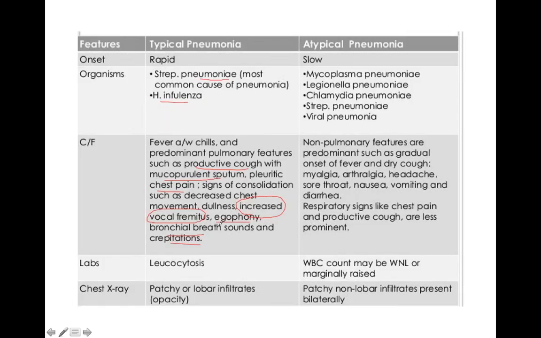So in case of pneumonia, the first thing is always we will go for chest X-ray, and chest X-ray will show patchy consolidation, or lobar consolidation depending upon the type of pneumonia. So chest X-ray will show patchy or lobar infiltrates, and in atypical pneumonia, non-lobar infiltrates present bilaterally. And WBC count may be slightly raised in case of atypical pneumonia, but in typical pneumonia, there is leukocytosis. It is always present.